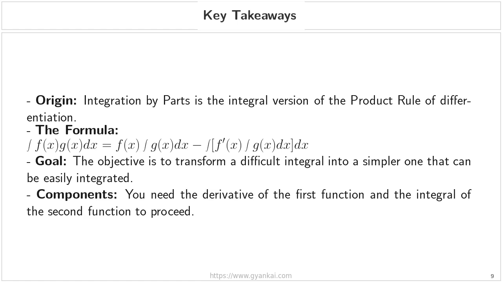Finally, let's talk about the components you need to successfully apply this formula. You need two things: the derivative of the first function, which we denote as f prime of x, and the integral of the second function, which is the integral of g of x with respect to x. These are the pieces you'll be calculating before plugging them into the formula. Keep these points in mind as we move forward. On the next slide, we'll discuss some common mistakes students make when using integration by parts, so you can avoid them and become proficient with this powerful technique.